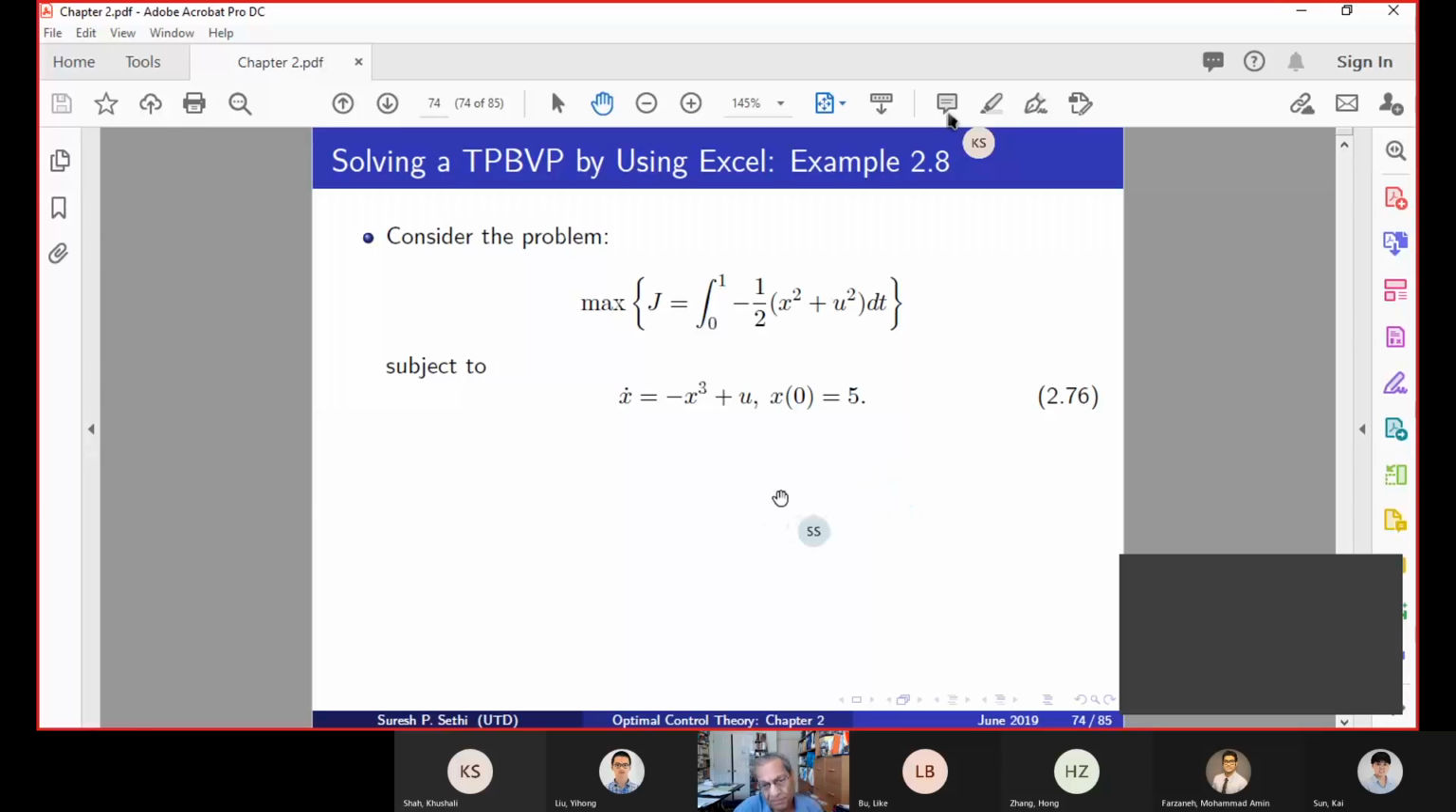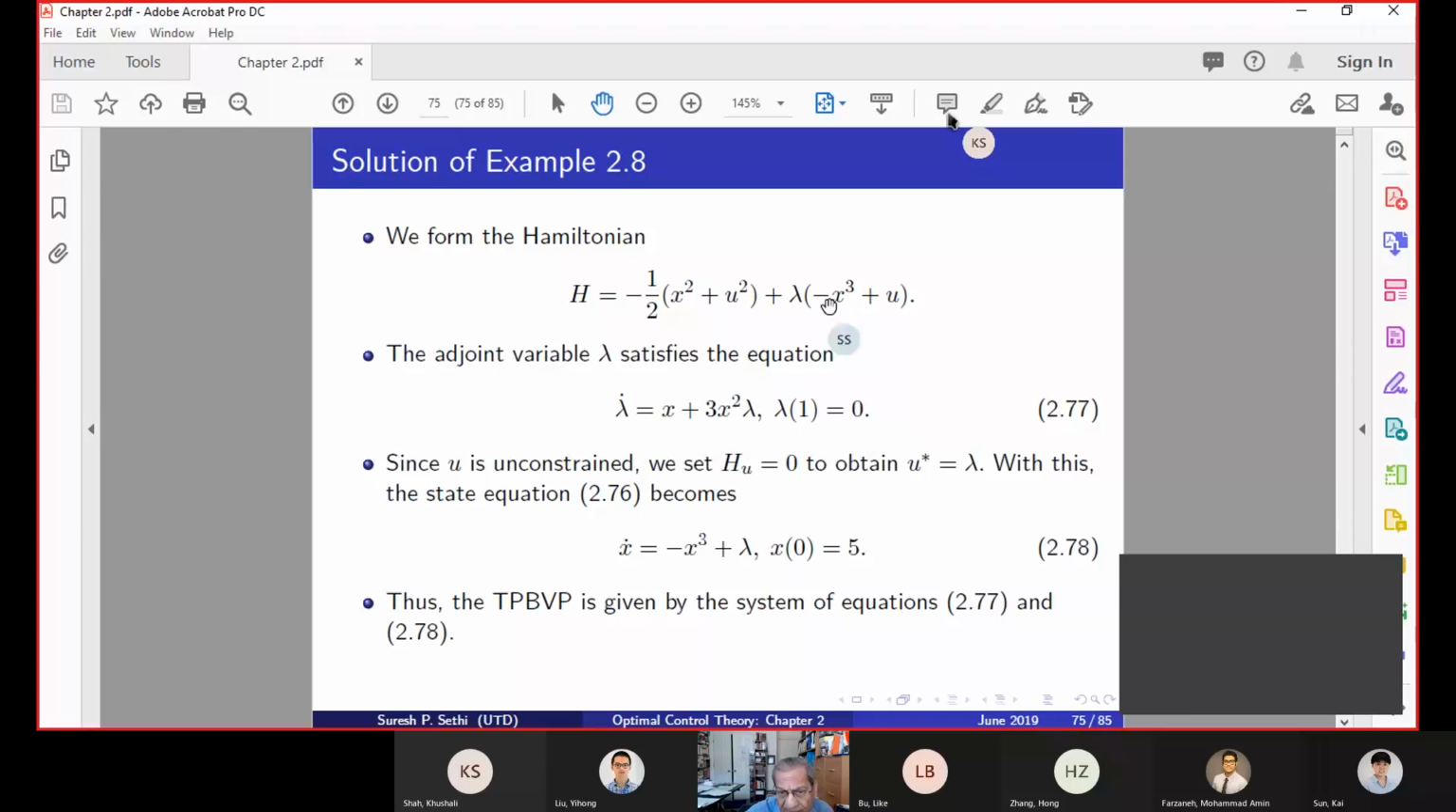Okay, here's our problem. This problem is more complicated. I take 0 to 1, no s, it is a free endpoint problem because there is no constraint on x(t). So I have x dot equal to this, x0 equal to 5. I apply the maximum principle, so I take the Hamiltonian. Lambda dot is given by this, lambda 1 equal to 0.